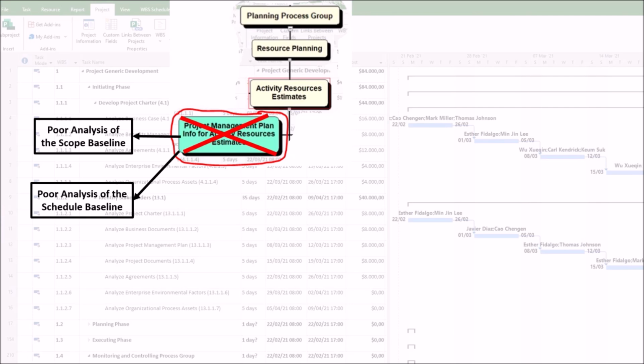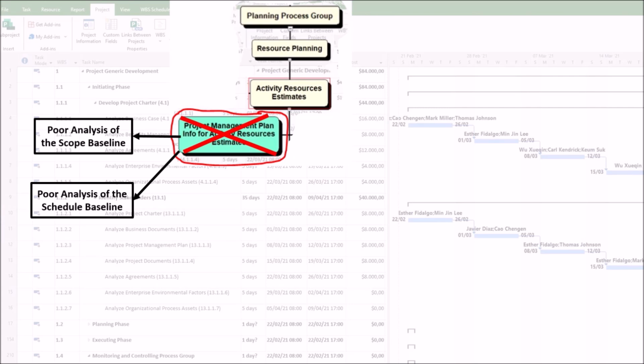2. Poor analysis of the schedule baseline. The problem here is that you have inefficient resource loading and unrealistic availability. And this manifests itself in the following ways. First, you might estimate that one senior engineer can complete 5 consecutive tasks. However, a poor schedule analysis fails to see that these tasks are on the critical path and need to be done in parallel, requiring 5 engineers simultaneously, a resource you don't have.